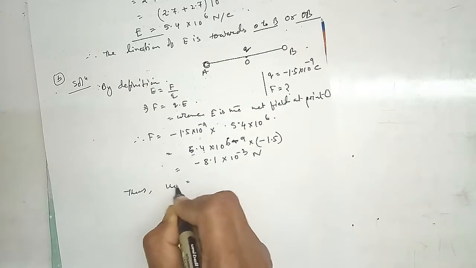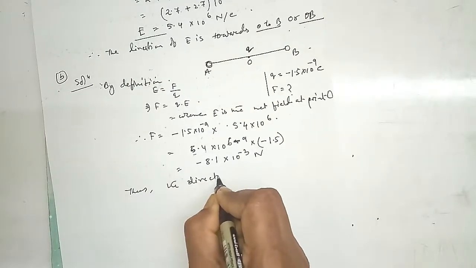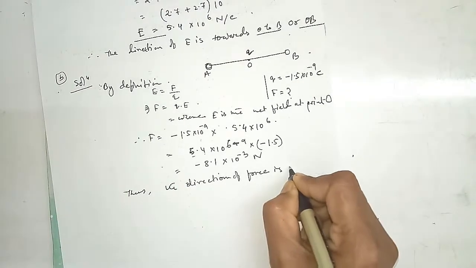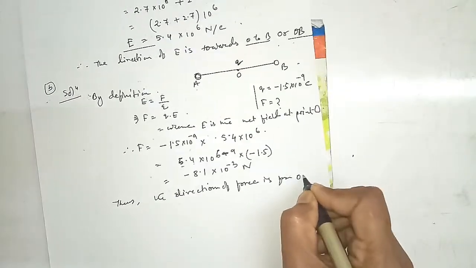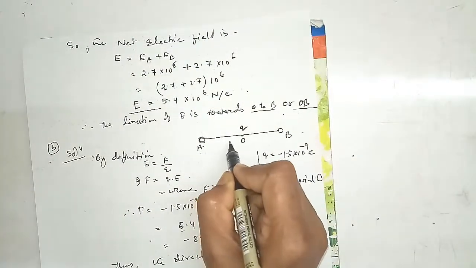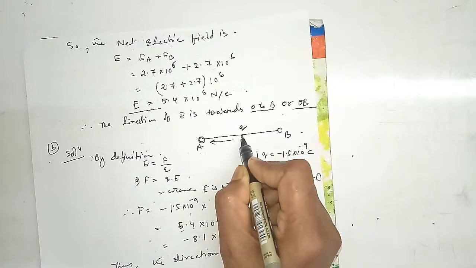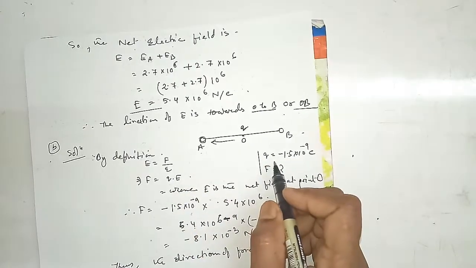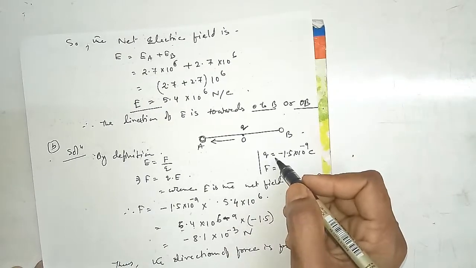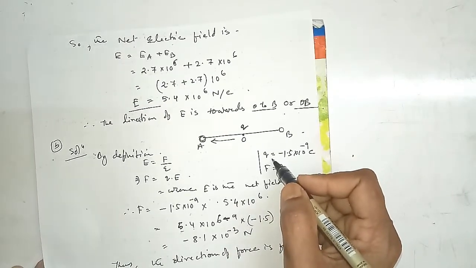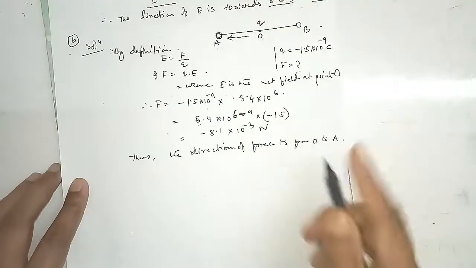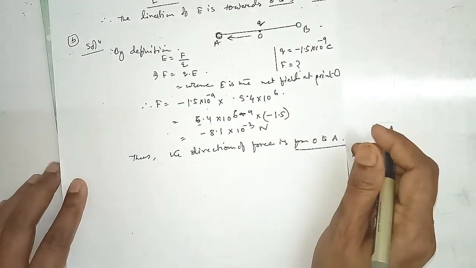Thus the direction of force is from O to A. See in the figure, the direction of force is towards O to A, because the direction of force is opposite to the direction of the field, because the charge Q is negatively charged. So the direction of the force is O to A.